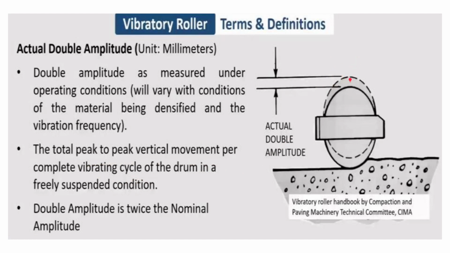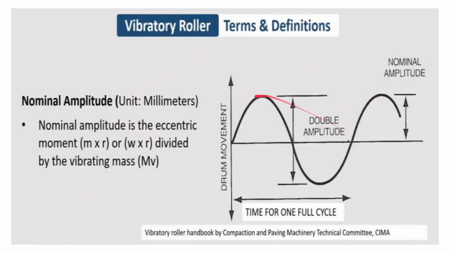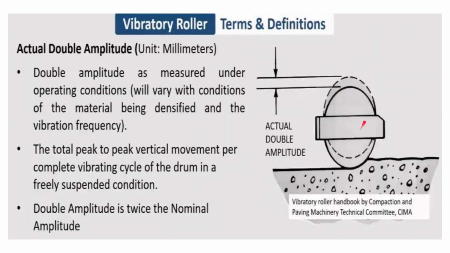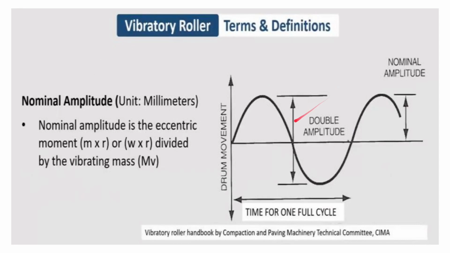Okay, and that is basically twice the nominal amplitude, which is taken only from here upward. Okay, means a rest position to upward, not both. So as I told you, for the drum movement, this is the rest position, and if you take only the upward amplitude, that is the nominal amplitude. But if you take both, as here they have taken both, it was initially at the midpoint, then it has gone up and gone down, so in total it is the actual double amplitude.